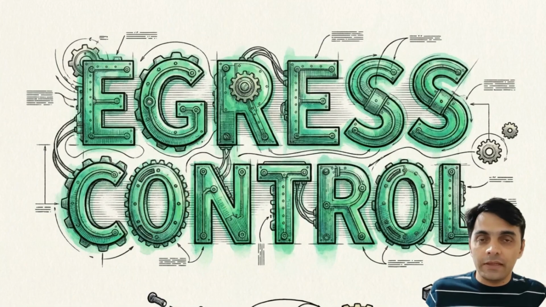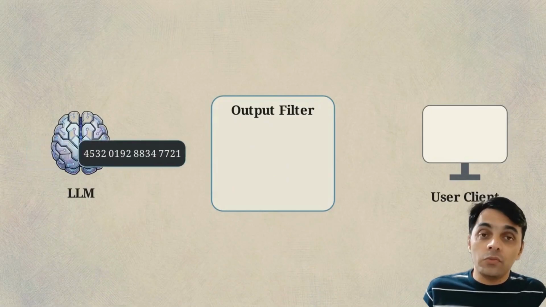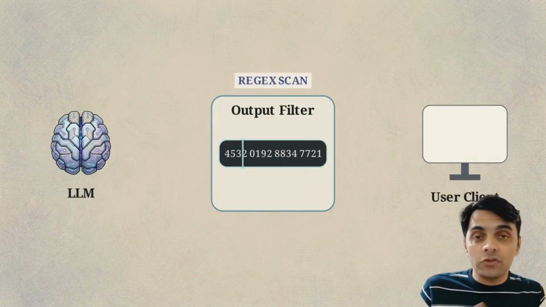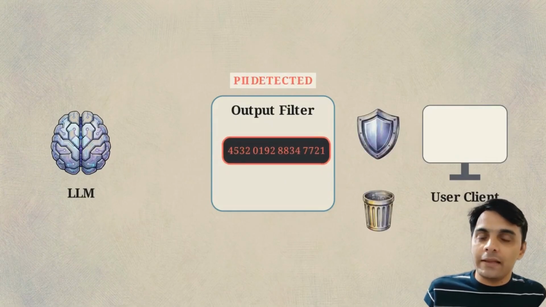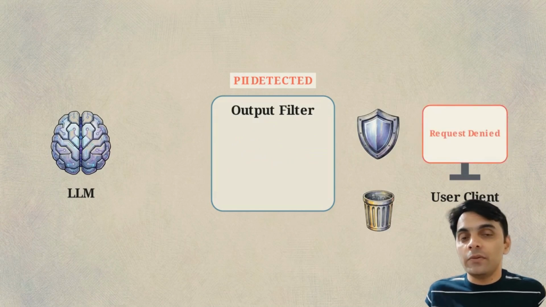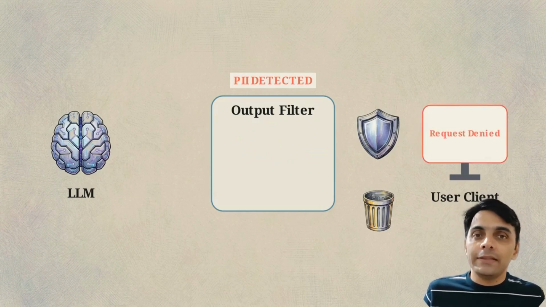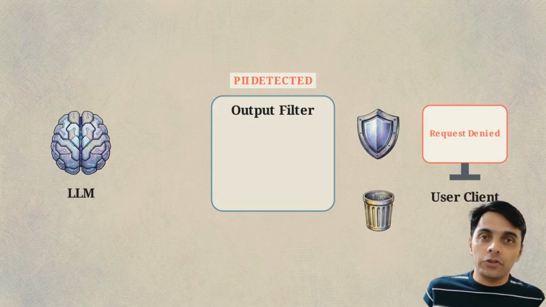Layer 4, egress control, output filtering. To handle what happens after the model generates a response, we implement Layer 4, output filtering. This egress control mechanism functions like data loss prevention software. You scan the LLM's generated output using regex or secondary evaluators to catch specific patterns like 16-digit strings. If sensitive content is detected, the filter instantly blocks the payload from leaving the server.